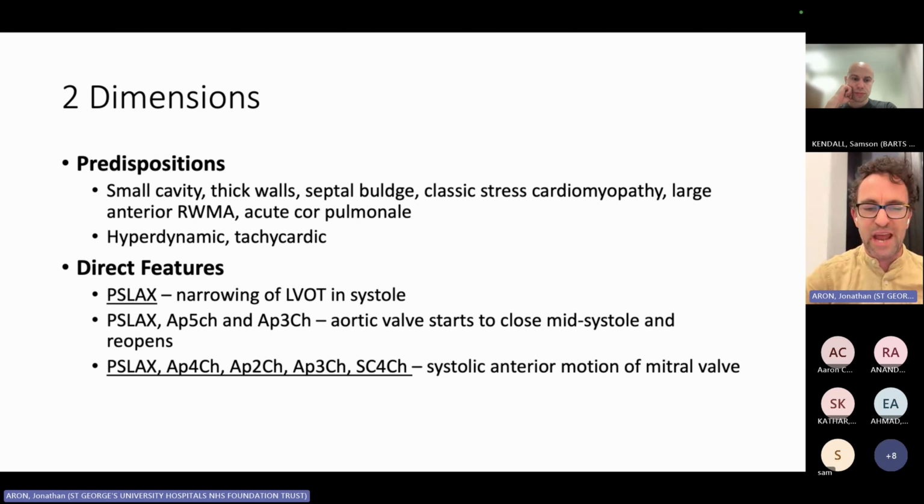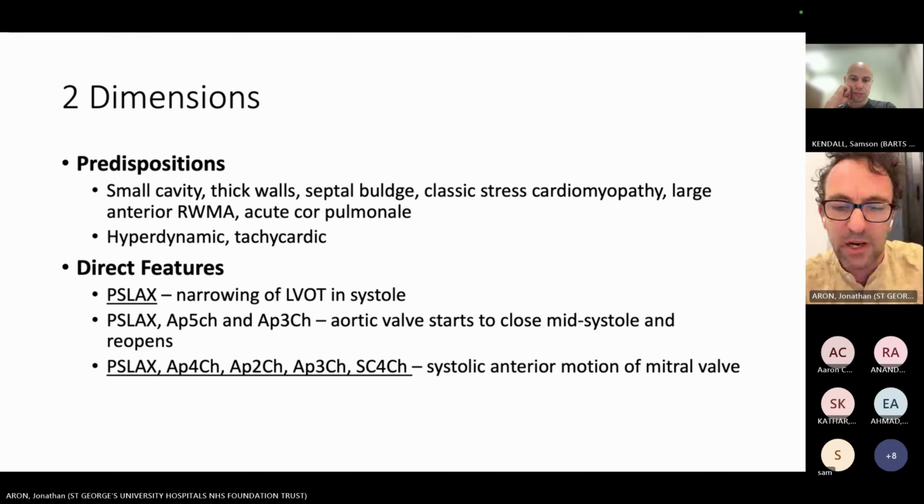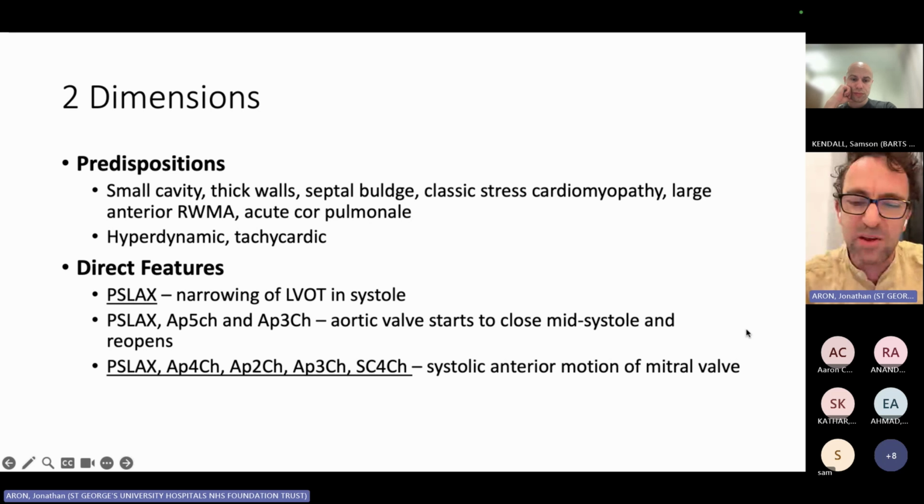Again, you can look for narrowing directly in the parasternal long axis. You can look for this fluttering of the aortic valve or closing early of the aortic valve in various views, the parasternal long axis, the apical 5 chamber, the apical 3 chamber. And if you really want to save some images for a future talk of your own, then you're going to find SAM, and you can find that in various views: parasternal long, the apical 4 chamber, apical 2 chamber, 3 chambers, and subcostal. And you can look for SAM without the need for color.